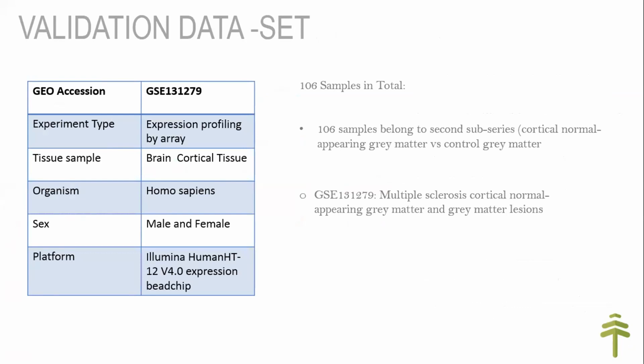Talking about the hypothesis, that is the top 12 olfactory genes that we found were downregulated in GML patients, that is MS patients, I took another data set that had 106 samples. The 106 samples were divided into cortical normal appearing gray matter versus control gray matter. Again, this was brain cortical tissue, gray matter tissue sample, and I used this as a different data set for validation.